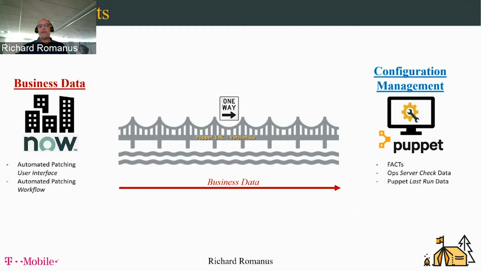Since ServiceNow is where many of our user interface request forms reside, it's also where the automated patching user interface and workflows reside. So with the first version of the ENC, I solved the problem of getting business data to Puppet for building and configuring of servers. But now we had the opposite problem, where ServiceNow needed to know the state of a server to determine if it was really ready for patching. However, when I realized that ServiceNow could use POST as well as a GET, I saw no reason why I couldn't make the connection a two-way connection and pass data both ways.